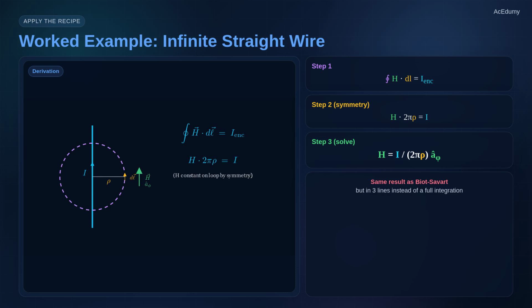Setting the two sides equal, H times 2 pi ρ equals I. Solving for H equals I divided by 2 pi ρ in the a hat phi direction. Compare this with what we got from Biot-Savart last time. Exactly the same answer, but now in 3 lines instead of a full integration.